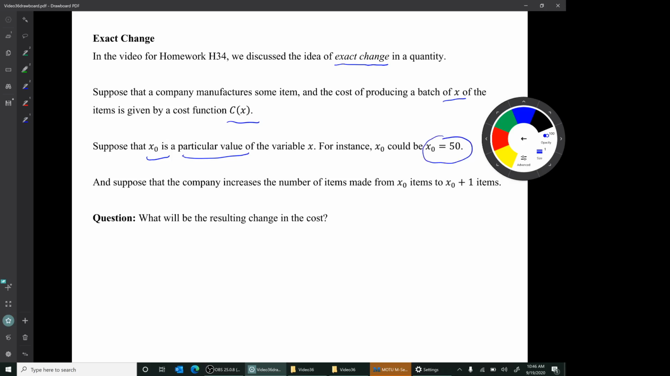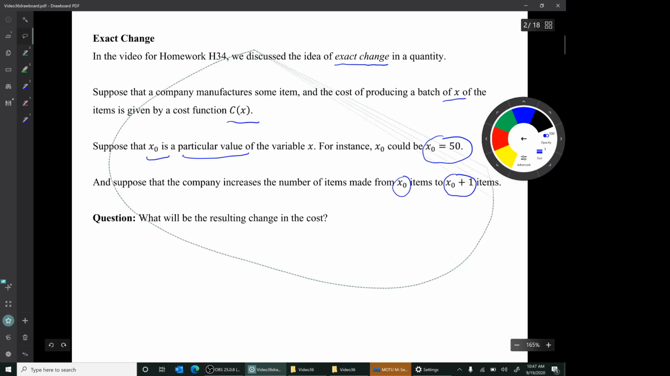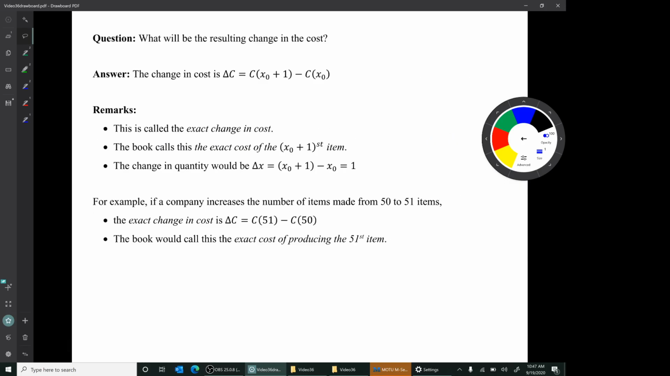And suppose that the company increases the number of items made from that number, x subscript 0, to a new number of items, x subscript 0 plus 1. The question is, what will be the resulting change in cost? Well, the change in cost is denoted by delta C, and it's computed by just finding the difference, C(x0 plus 1) minus C(x0). So that's the exact change in cost.